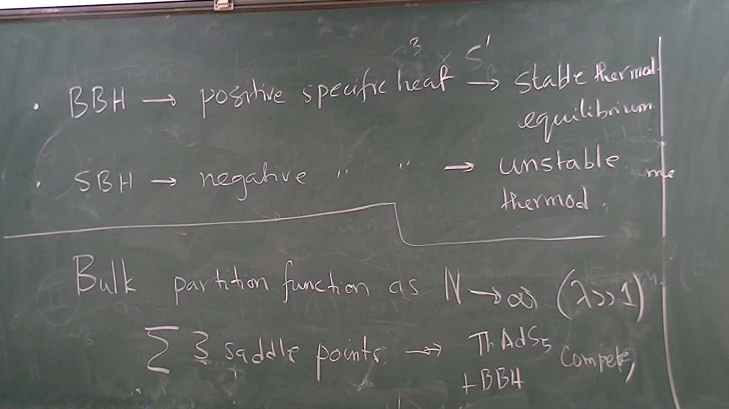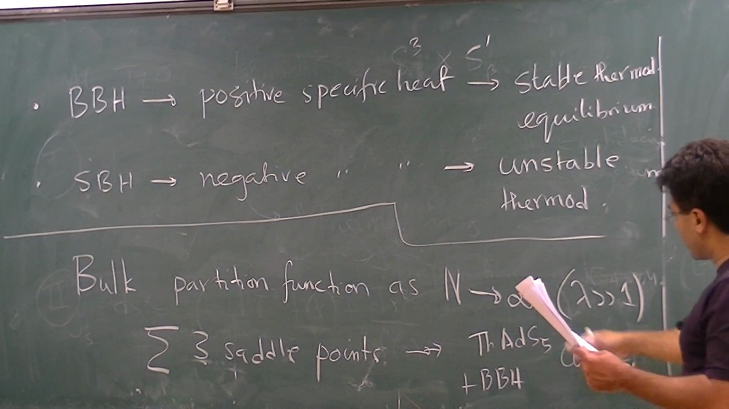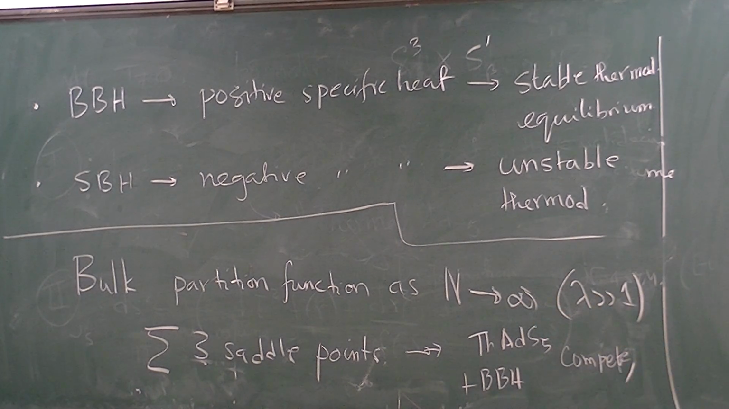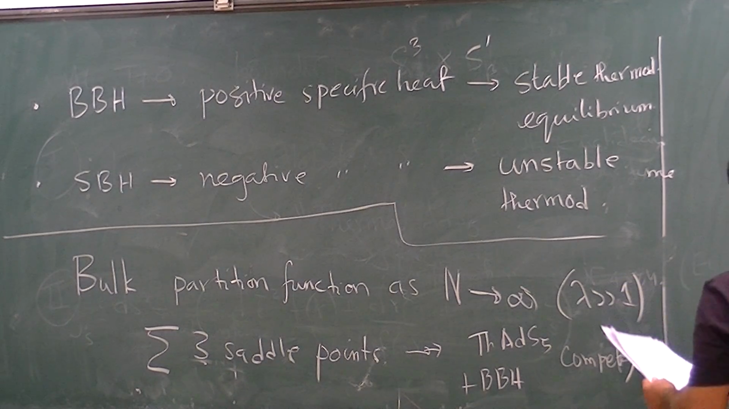What is the free energy, or what kind of phase transitions can we expect in this system as a function of temperature? It's not particularly surprising that, because there's a competition between two locally stable saddle points, there's going to be a first order phase transition, which is the famous Hawking-Page phase transition.